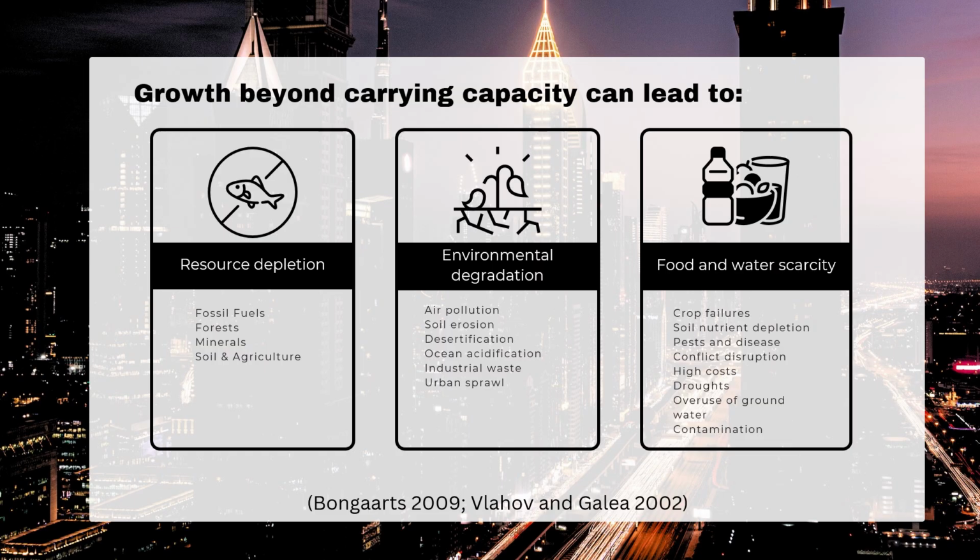Exceeding carrying capacity also leads to food and water stress. Crop failures can occur when soils are degraded or water becomes scarce. Groundwater is often overpumped to meet growing demands. This is a really big issue in Florida right now. And pollution can contaminate remaining supplies. When food and water systems are strained, communities face higher costs and increased risk of shortages, which we have also been seeing here in Florida.